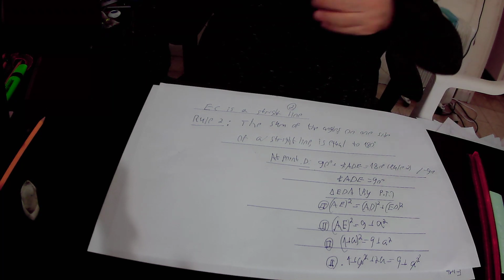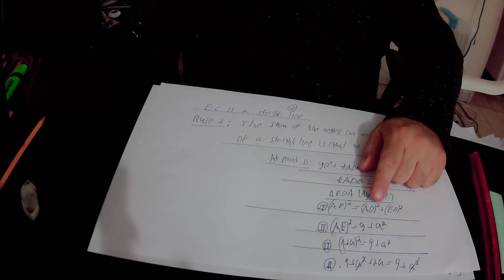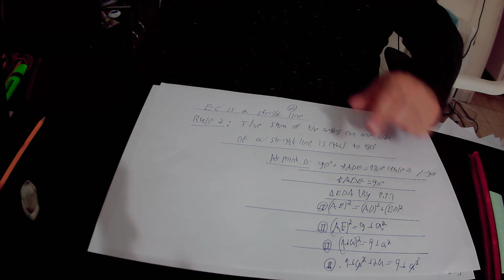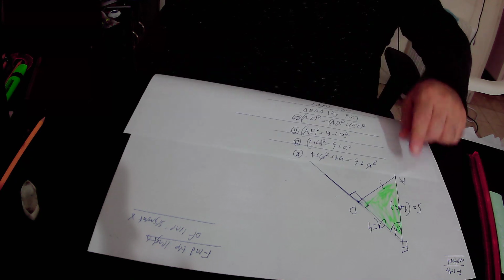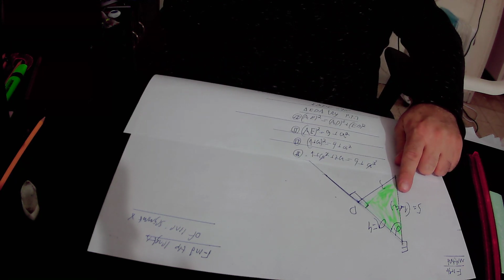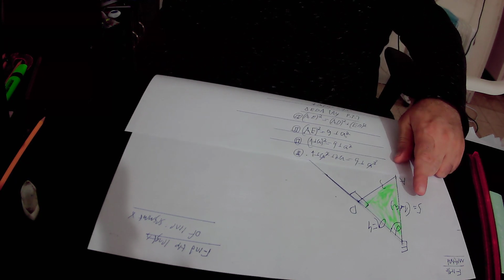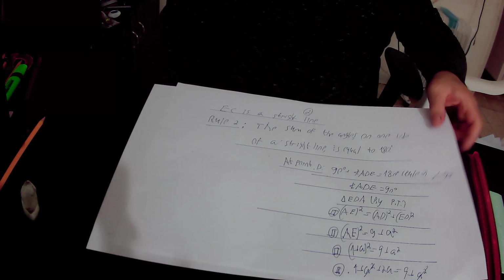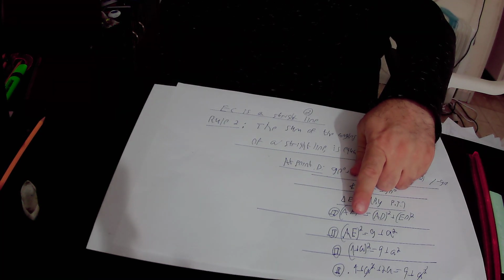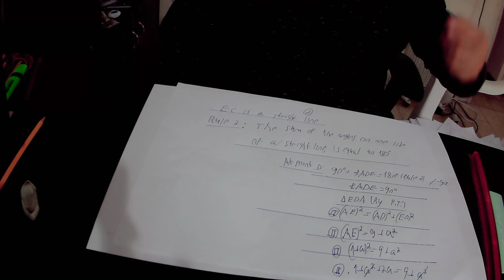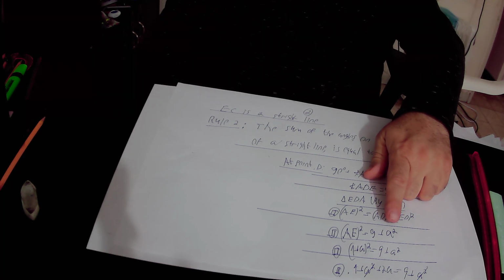So in conclusion, we found out that according to equation number 2, AE square equals 9 plus A square, but AE equals 1 plus A, so we can substitute AE by 1 plus A. So we substituted AE by 1 plus A, and we got that according to equation number 2, (1 plus A) square equals 9 plus A square.